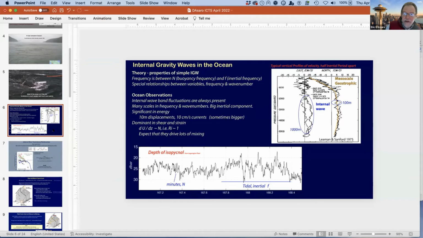The 1970s and part of the 80s were the golden years of internal gravity waves because that's when all of this stuff was being discovered. And what these observations show is anywhere you go on the ocean, you will find energetic oscillations in the internal wave frequency band. And these have many scales in frequency and wave number and a big inertial component. I demonstrate that here. This is the depth of an isopycnal. And so that's about an hour. And you can see lots of wiggles on small scales. And you can see lots of wiggles on big scales.